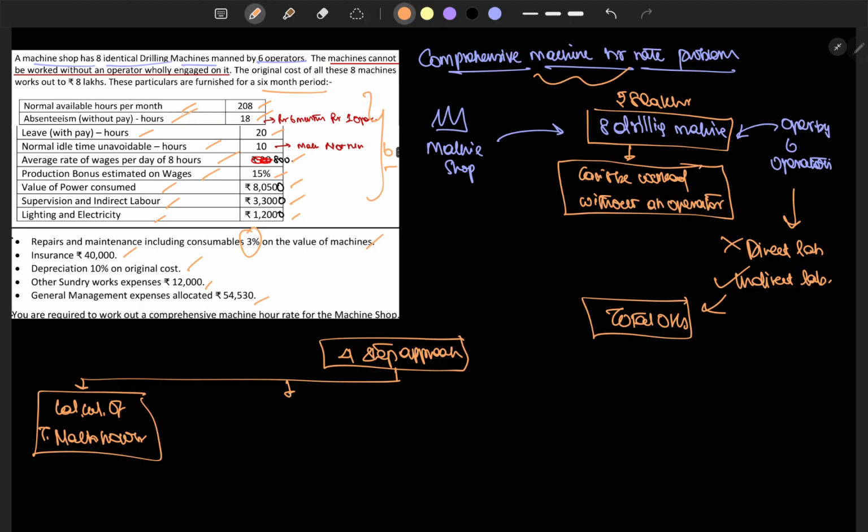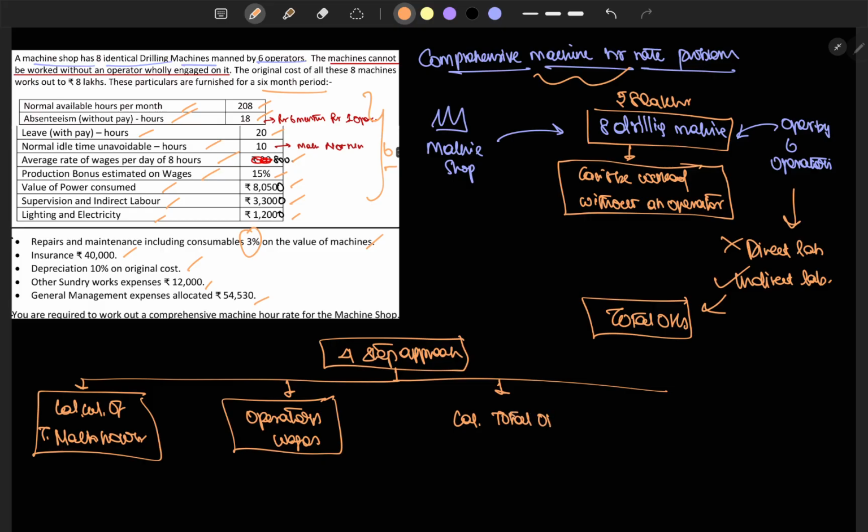The next step is we have to find out the operator wages, because in the question they have not given the operator wages, so we have to find out manually. And the third step is we have to find out the total overheads.